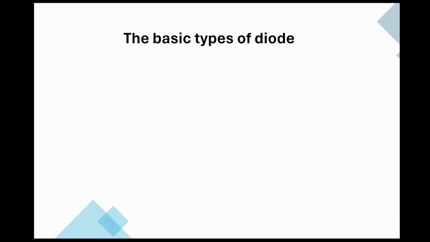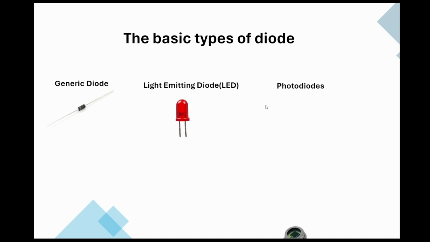Now we'll see the basic types of a diode. We have the generic diode, which looks like that. We have the light emitting diode or LED, it's very well known. Photodiodes and Zener diodes. But let's briefly explain what they are.